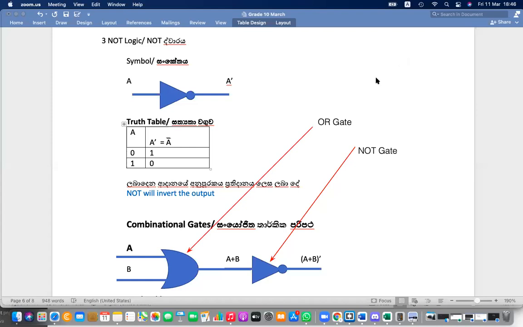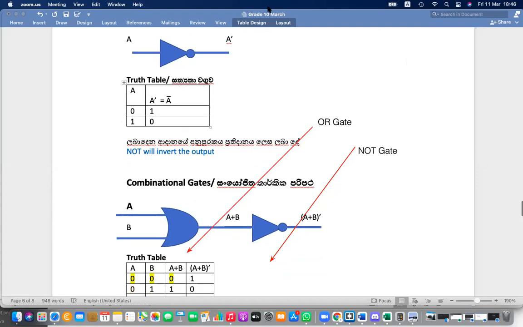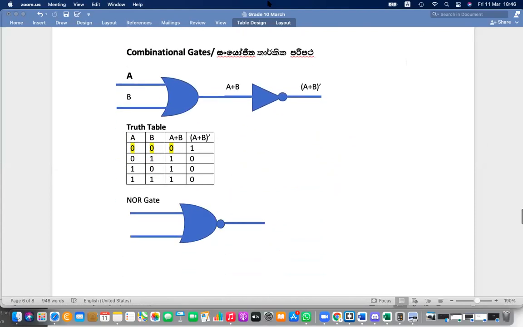Right, the NOT gate and this inverting part we discussed. And then about this combinational gate, we need to know how these combinational gates are working. Basically it is combining two logics. The first logic is OR logic, and it's here. You know the OR results, right?